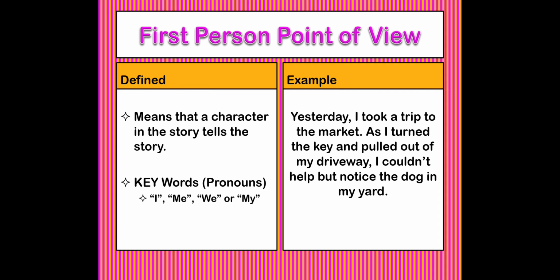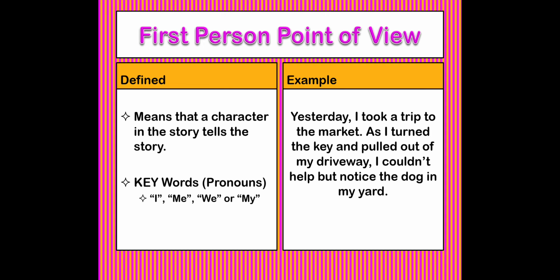Now, when we talk about point of view, the first one we're going to talk about is first person point of view. It means that a character in the story tells a story. Key pronouns: I, me, we, or my. If you're ever asked to explain yourself or to tell what happened, you will use first person point of view because you are telling the story from your point of view.